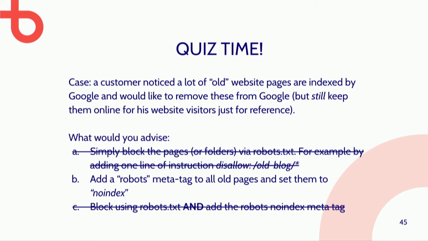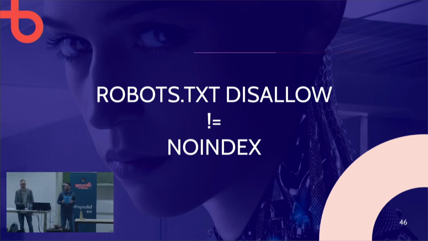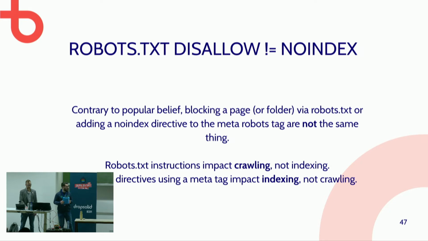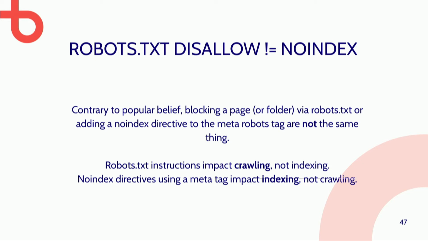B. Why this is the case, I will explain in the next section: the robots.txt disallow instruction is not the same as a noindex instruction using meta tags. Just to recap and put it very simply, a robots.txt instruction disallows crawling but not indexing, and a robots noindex directive using a meta tag disallows indexing but not crawling. Those are two very specific, very separate things.